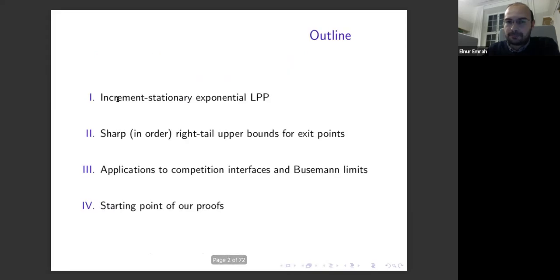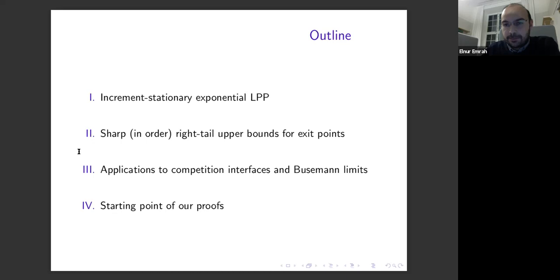So let me begin with an outline. I plan to divide this talk into 4 parts. First, I will describe the increment-stationary exponential last passage percolation. This will be our main setting. Then I'll present our main results on the right tail of the so-called exit points in this model. Our results provide optimal tail upper bounds. These are optimal in order.